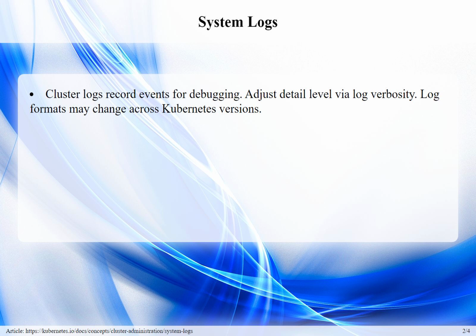You can adjust the log verbosity to view events either in broad strokes or in detailed steps, such as HTTP logs or component actions. However, note that the structure and content of log outputs are not stable across Kubernetes releases, meaning they might change with each update, unlike command line flags that remain consistent.